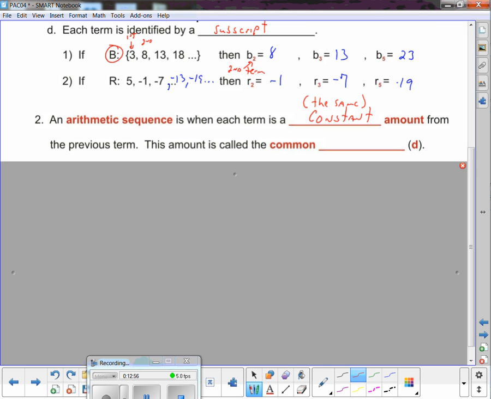An arithmetic sequence is when each term is the same amount from the previous term. This amount is called the common difference. The common difference is signified by lowercase d. So we'll call the common difference d.